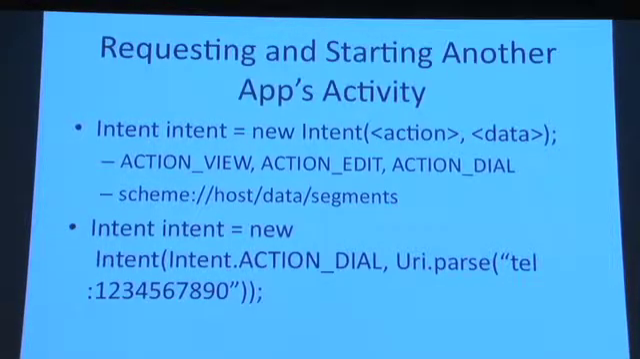And the second bullet point, intent equals new Intent, ACTION_DIAL, Uri.parse tel, and that's some random number. When you actually execute this intent using the startActivity command, it will bring you to a new activity that is outside your application. It'll actually bring you to the phone application on your phone, and it will show the dialer with the number 1, 2, through 0 as the actual number in the phone.